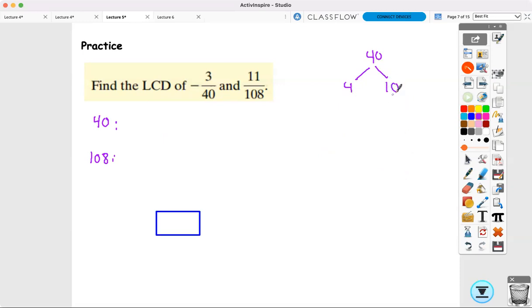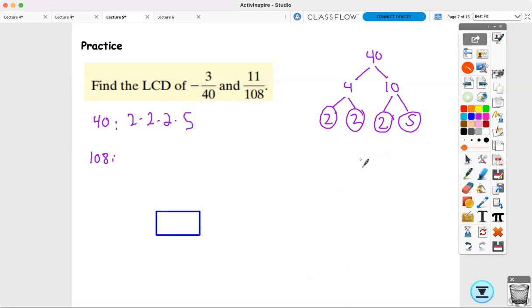Now, are any of these prime, Sarah? No. So that means they both can be broken down. 4 can be broken down to what? 2 times 2. They're both prime, so you can stop here with the 2s. Everyone see that part? Good. Look at the 10. What can the 10 be broken down to? 2 times 5, yeah. And those are all primes. So then this is going to be 2 times 2 times 2 times 5.